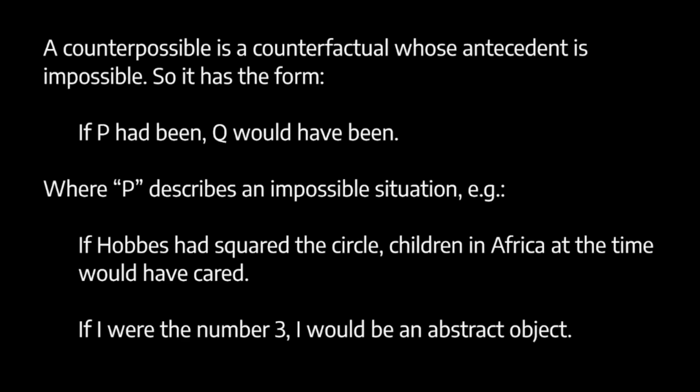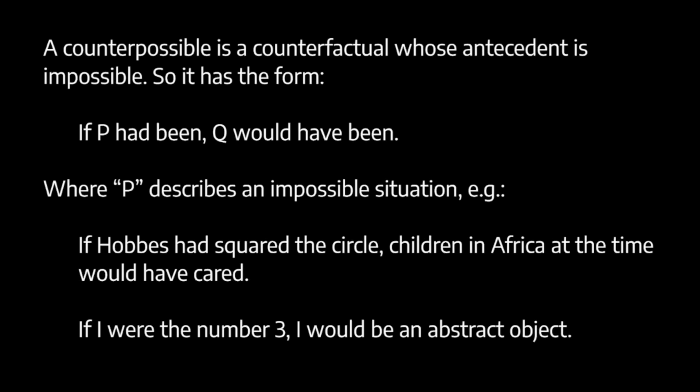So a counterfactual is a statement of the form, if P had been the case, Q would have been the case. For instance, if I had dropped the glass, it would have shattered. Right? We state a counterfactual in order to talk about what would have happened had a different event occurred. We have a counterpossible when the antecedent P describes an impossible situation.